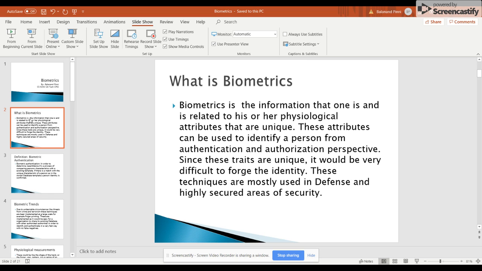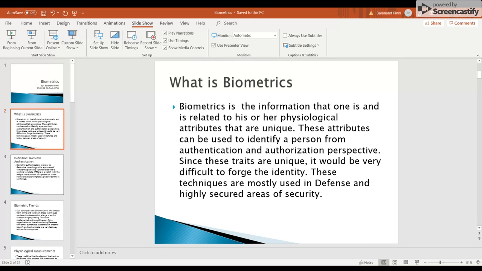These attributes are used to identify a person, to authenticate and authorize, and this would help to identify a person uniquely with 100% accuracy, with no false negatives, and to be very difficult to forge such identities. And these are used in defense and highly secured areas within the United States, like atomic centers, thermal power stations, and other secured areas.